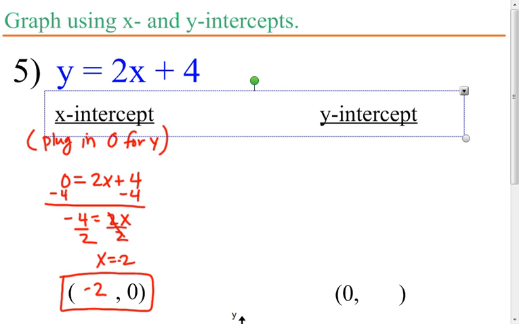Then the y-intercept, of course, I am going to plug 0 in for x. So I will have y equals 2 times 0 plus 4. The 2 times 0 I don't need, so I just simply have y equals 4. And again, your y-intercept is not y equals 4. It is the coordinate 0, 4. Okay?